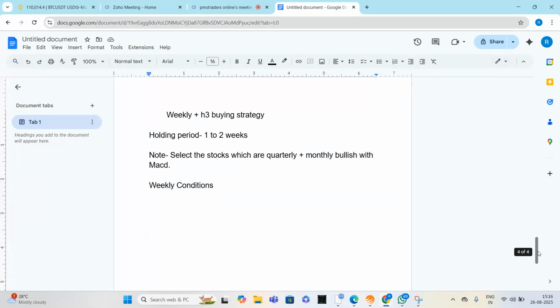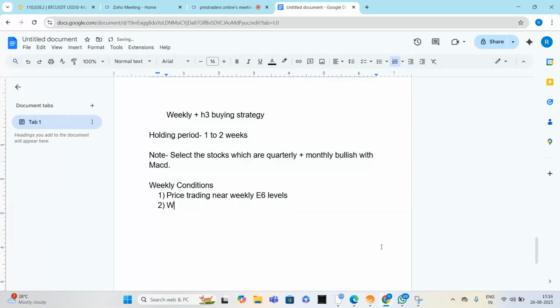First we'll see the weekly conditions. What weekly conditions should be there? Price should be trading near the weekly E6 level. As we have learned, the moving averages will act as supports in the bullish trend. So we want the price to be trading near the support and not away from the support.